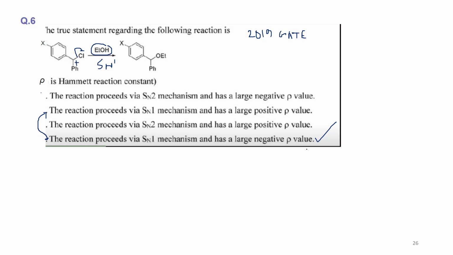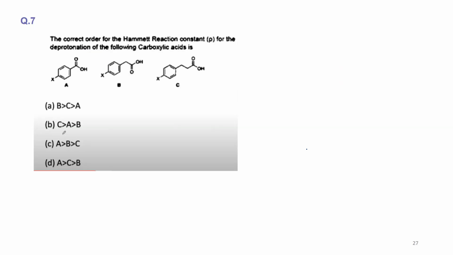Okay, I hope it's easy now. If you have any doubt, you can ask me. I will give the slides and upload the video. If you have any doubt regarding the question, you can ask me in the next class. So let's talk about the next question. This is also one of the previous year questions: the correct order of the Hammett reaction constant for the deprotonation of the following carboxylic acids.